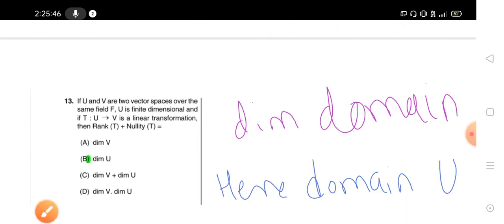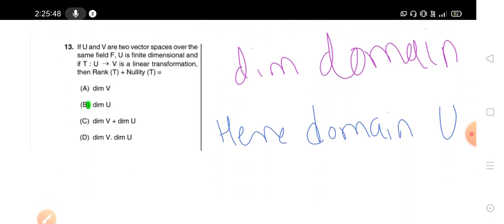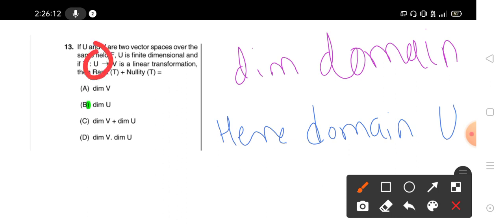Next question. Let U and V be two vector spaces over the same field F. U is finite dimensional and T from U to V is a linear transformation. Then rank of T plus nullity of T. This is the rank nullity theorem. Rank of T plus nullity of T is equal to the dimension of the domain. What is the domain here? Dimension of U is the answer.